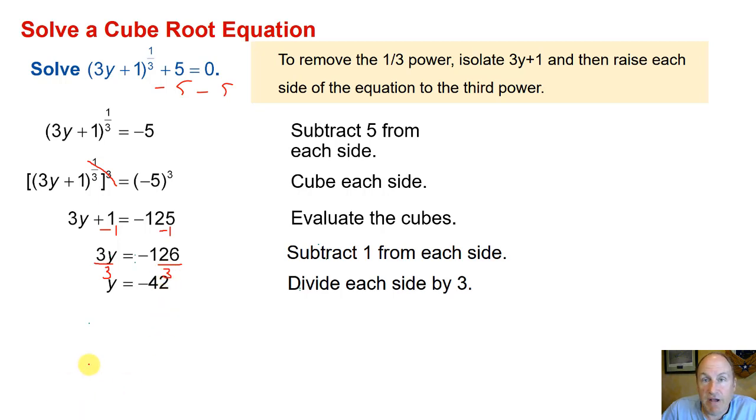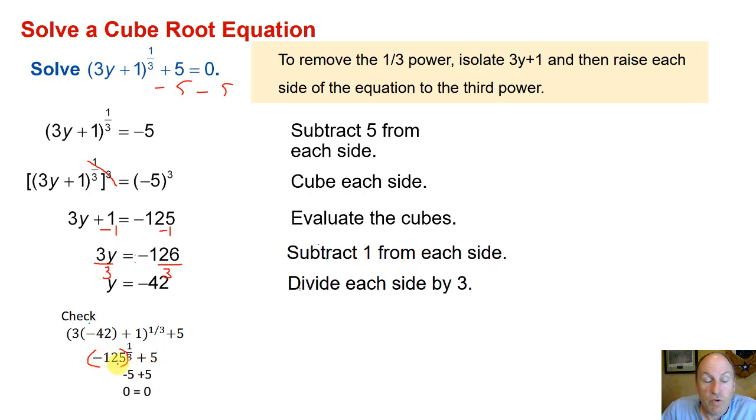So we've got to verify this to make sure that negative 42 is a real solution, a legitimate solution, and not an extraneous one. Put in a negative 42 for y. We get 3 times negative 42 plus 1, all to the 1/3 power plus 5. That evaluates to negative 125. Negative 125 to the 1/3 power plus 5.